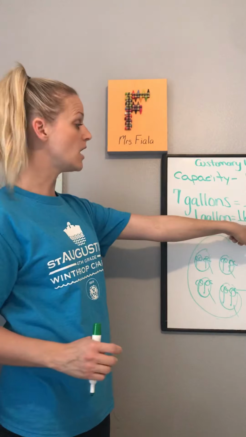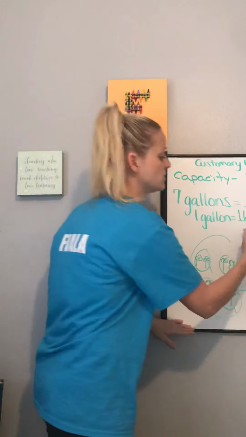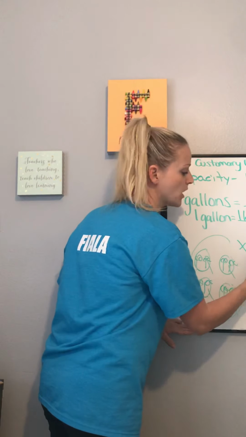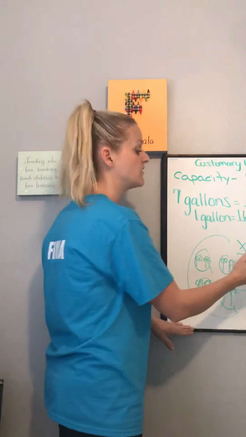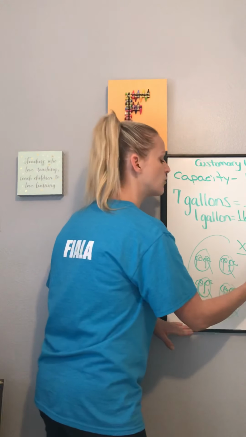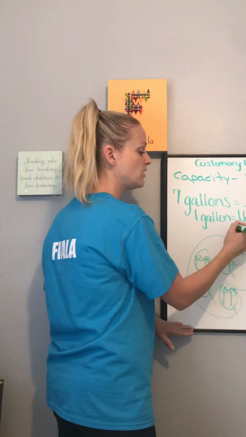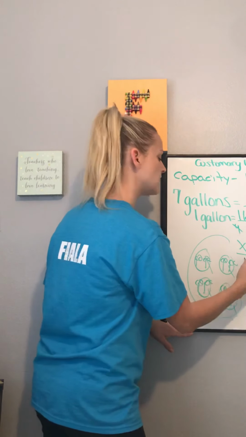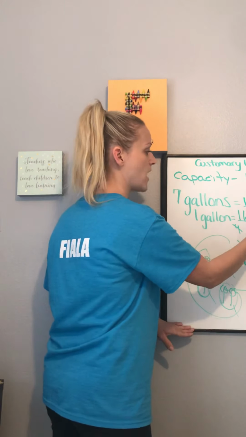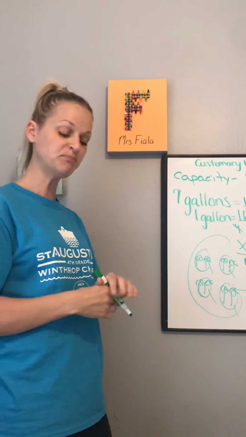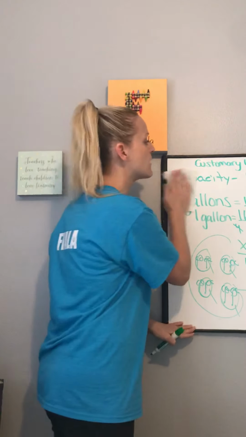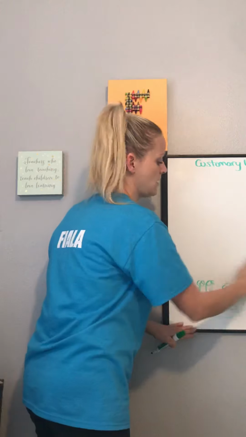So how do I figure out how many cups are in 7 gallons? I'm going to do 16 times, we are always multiplying, times 7. 7 times 6 is 42. 7 times 1 is 7, plus 4 is 11. It's 112 cups, okay?